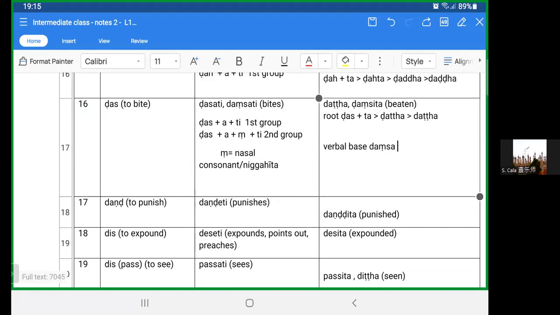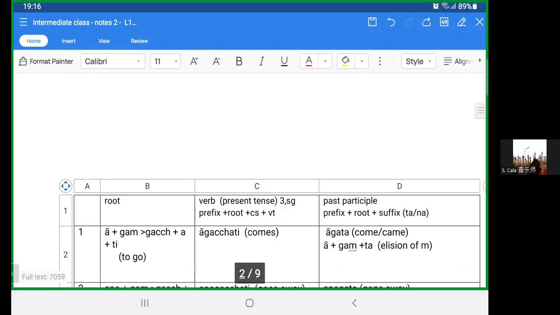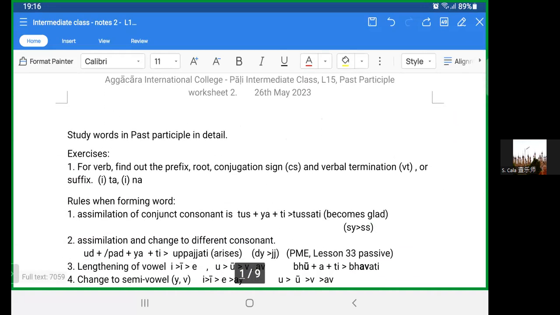Damsa plus ha, TA? No, you need to put ita. Oh, ita. Okay, so you get damsita. Ita is sometimes used for the past participle; the I is always optional. Sometimes you see just ta, but here it is ita. So the rule is that for the past participle, we sometimes put the I, or we may not put it. This means it is optional here. Yes. Lesson 15.